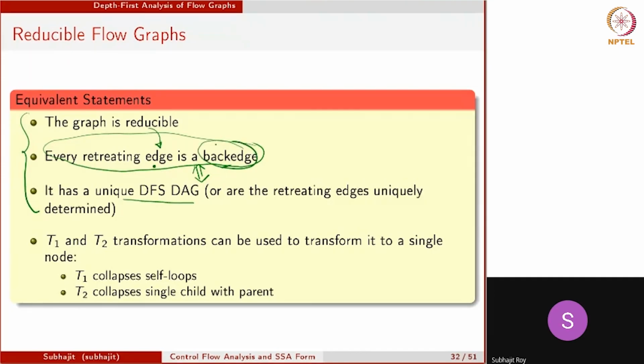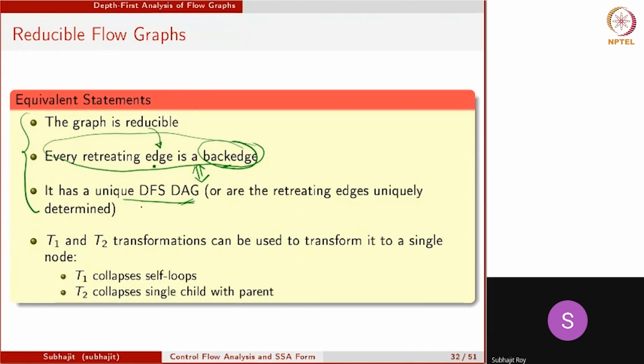So then I always remove the same edges when I create the tag, because I remove the retreating edges, and the retreating edges are the back edges. The back edges are uniquely determined. So we always end up removing the same edges from the graph to create the tag. And that is why the tag has to be unique. There is no other way.